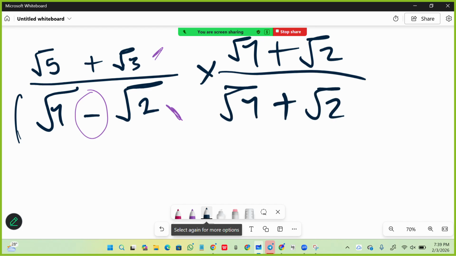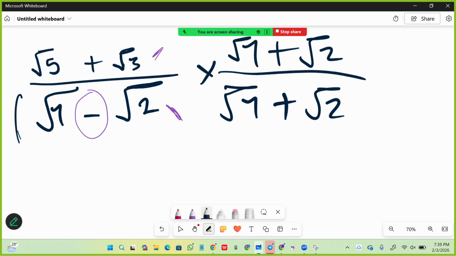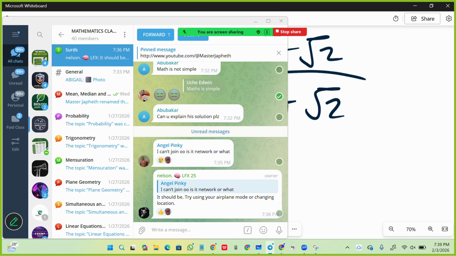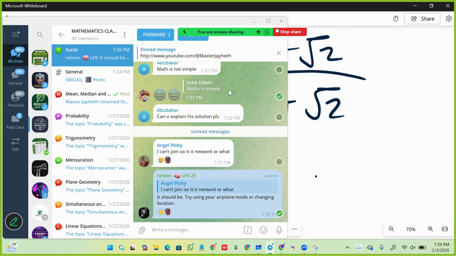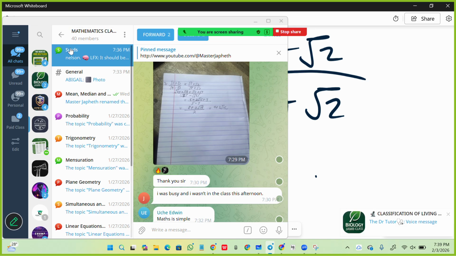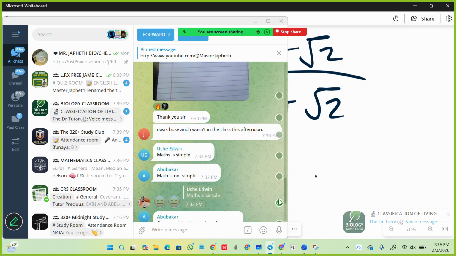Are you getting it? This thing is very, very, very simple. Please type that you understand what I just said. Let me be sure that you understood this little part I just explained. I want to see comments, even in the chat box, saying you understand. I want to be very sure, especially those who don't understand, because if you don't understand this now, it's a lot of problem.